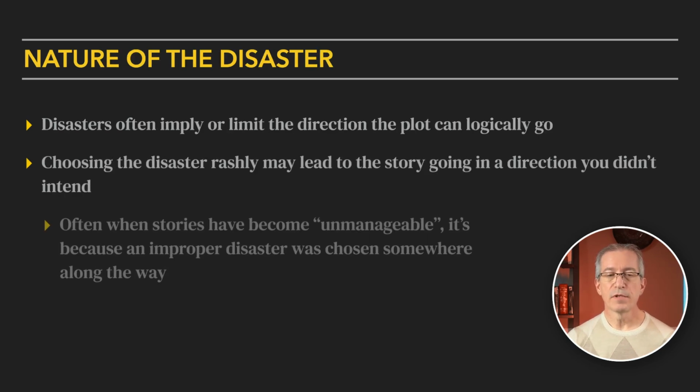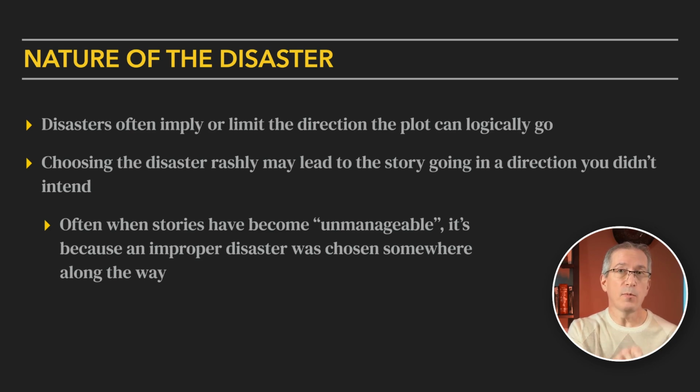And then the nature of the disaster often implies or limits the direction the plot can logically go afterwards, and choosing the disaster rashly can lead to the story going in a direction you didn't really intend. Often when stories become unmanageable, it's because some improper disaster was chosen somewhere along the way. A piece of advice I commonly give is if you feel like you're lost, like you don't know where the story's going, it doesn't feel right to you, you should take some time and just work your way backwards through the story. And when it feels good again, when it feels right in that scene, you've probably done something wrong.